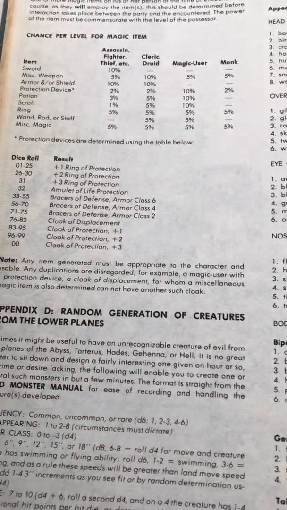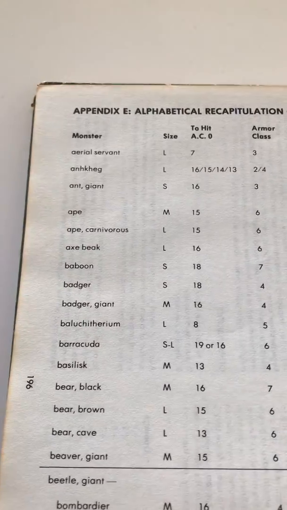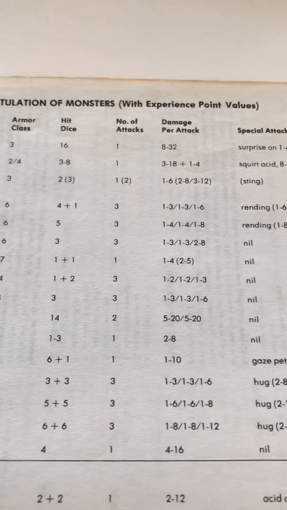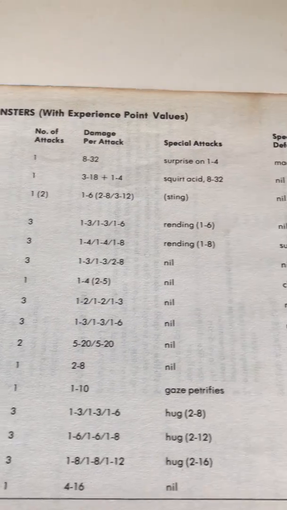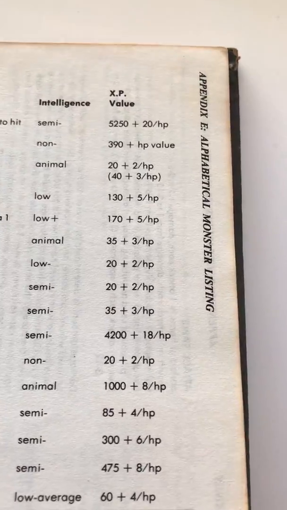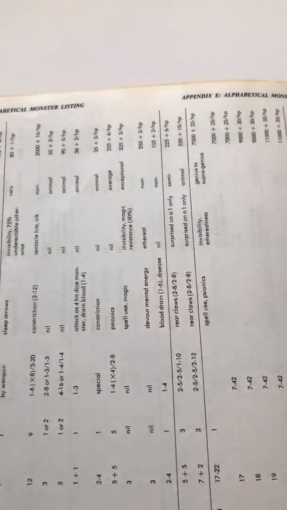And then it goes into a random generator of creatures from the lower planes. It's a random demon generator here. And it has all the monsters that are in the monster manual. And it tells you the name of the monster, what size it is, what number the monster needs to hit armor class 0, the monster's armor class, the monster's hit dice, the number of attacks the monster gets, the special attacks it gets, the special defenses, how intelligent it is, and the experience point value of the monster. So you didn't have to look things up in the monster manual. It's right here for you.